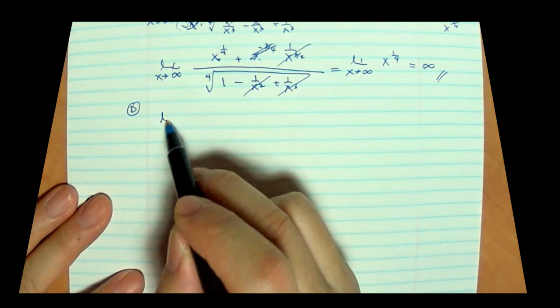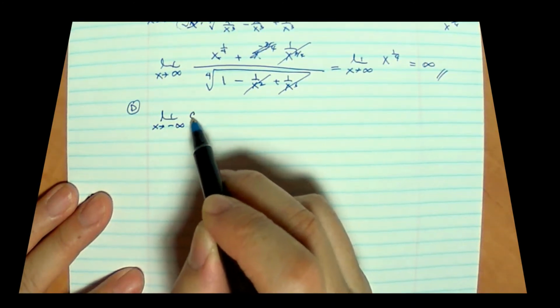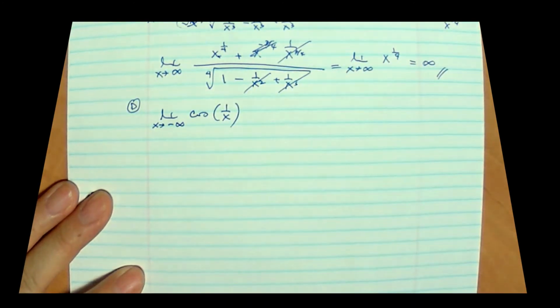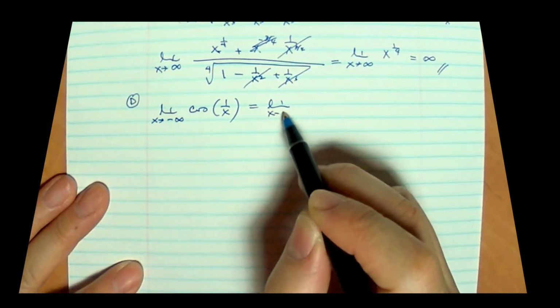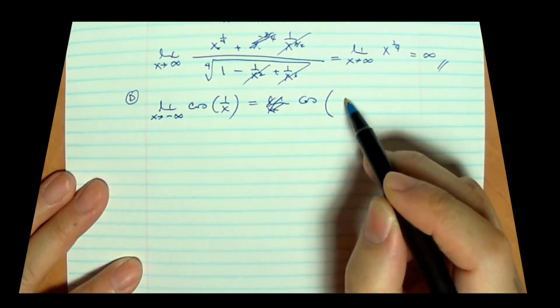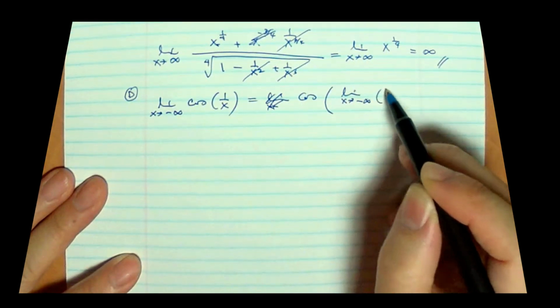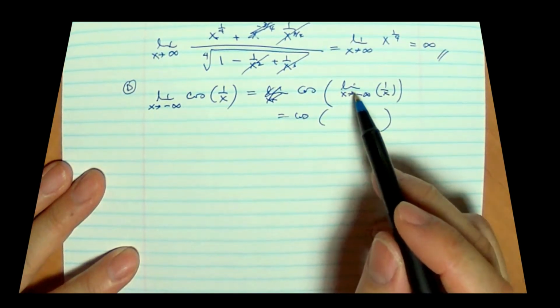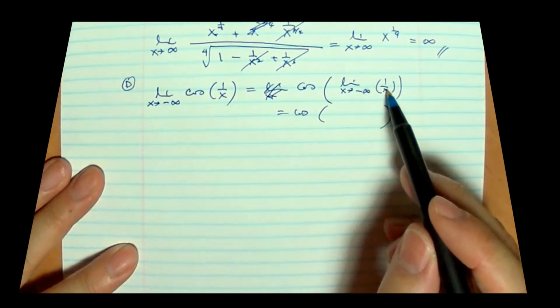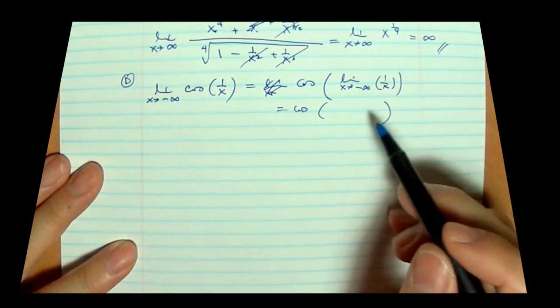Part D is what's the limit as x goes to negative infinity of cosine of 1 over x. Well, you can say this is same as cosine of the limit as x goes to negative infinity of 1 over x. But the limit of 1 over x when x goes to negative infinity is 0. Although it's a negative 0, it's basically 0.